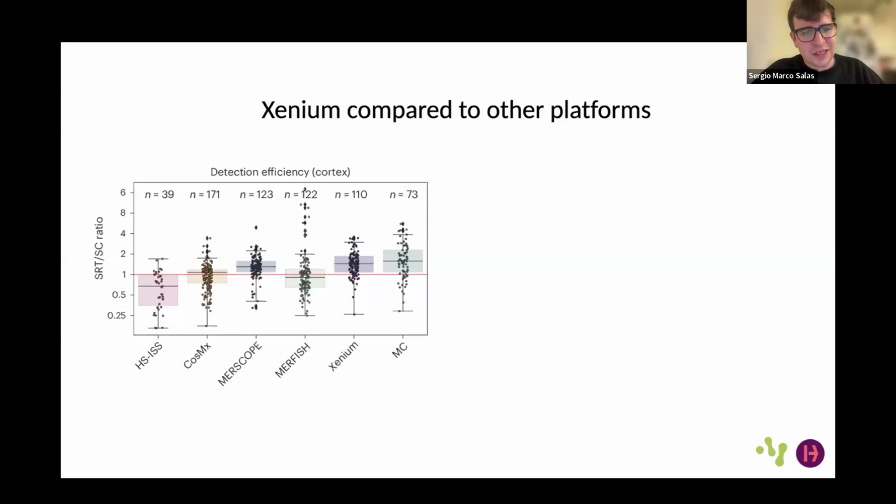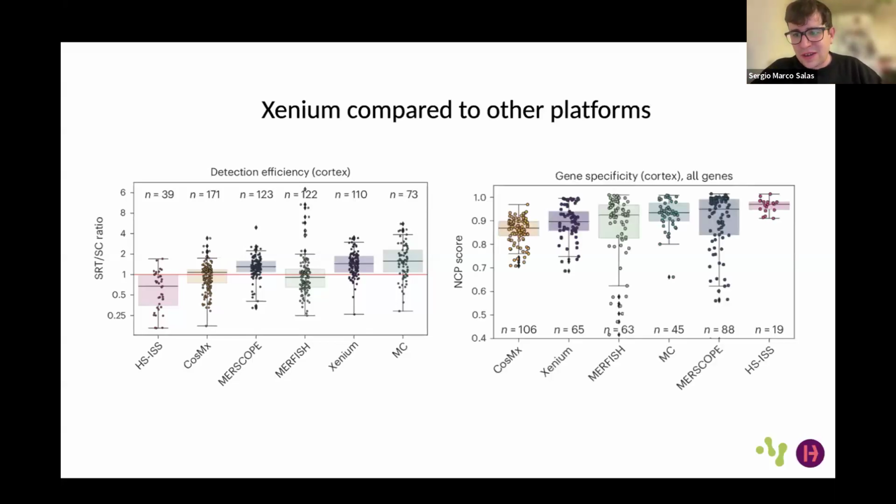However, most of them presented a pretty similar level, except for, in this case, Cosmics, which presents a considerable amount of genes below 1, meaning that it presents a lower detection efficiency compared to single cell. But the number of transcripts we detect per cell is not the only metric we can look at. We also want them to be precise. We want them to be specific.